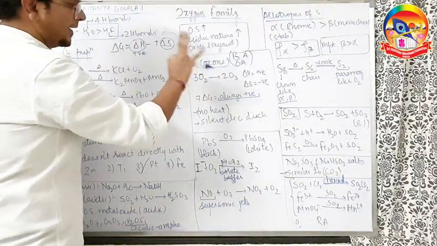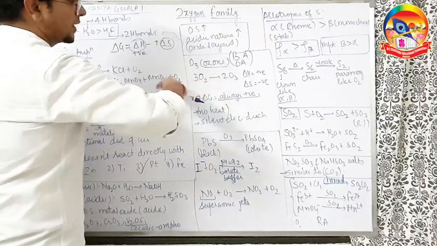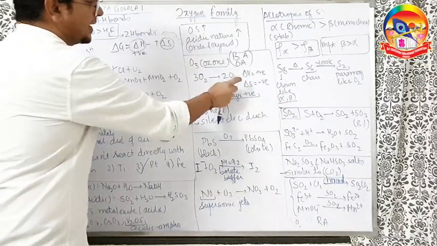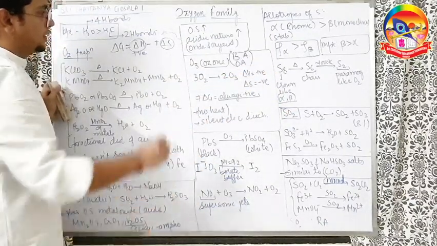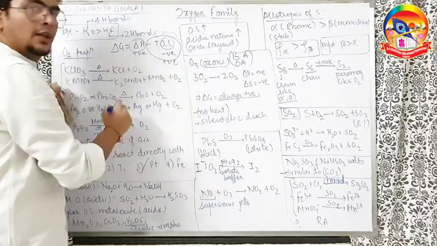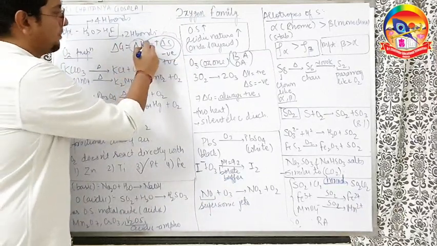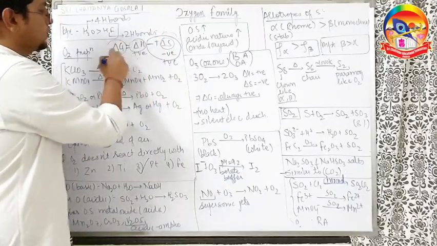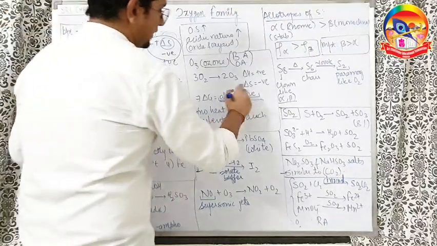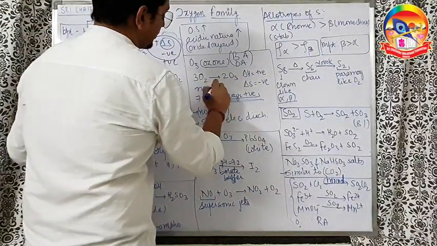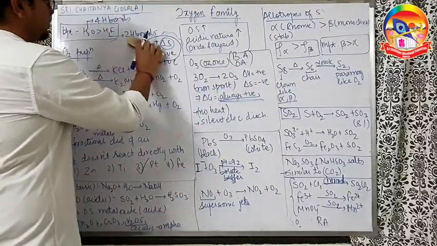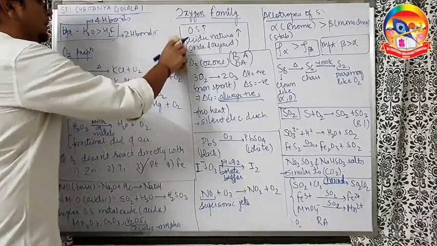Why? From 3 gas, you are getting 2 gas. So the randomness is decreasing. 3 gases are becoming 2 gas, randomness decreases, entropy change is negative. So delta S is negative. So minus T delta S is positive. So if delta H is also positive, minus T delta S is also positive. So delta G will always be positive. And delta G always positive means this conversion is always non-spontaneous. That means O2 to O3 is always a non-spontaneous reaction.